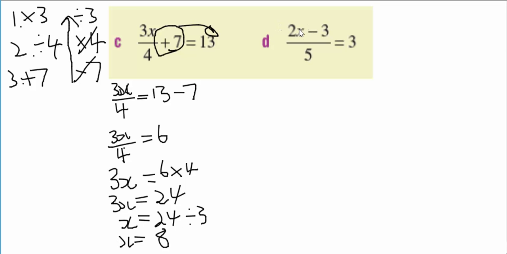Alright, last problem. Alright, so look at this very carefully. What's the first thing that happened to x in this case? Well, because everything up here is being divided by 5, multiplied by 2 is the first thing. Second thing, whatever x is, multiplied by 2, then we subtract the 3, and then all of that, whatever happens up there, gets divided by the 5.